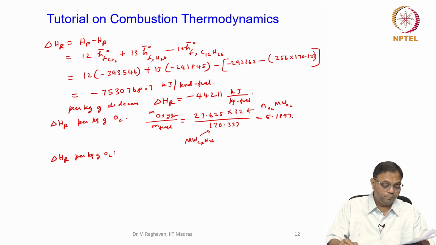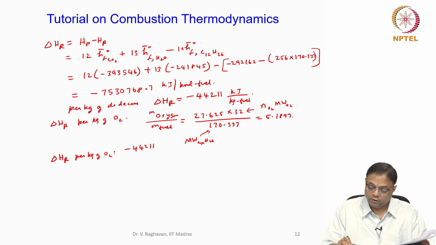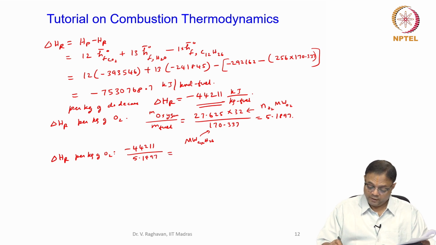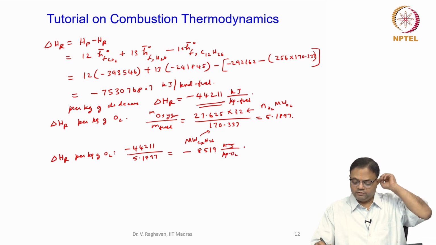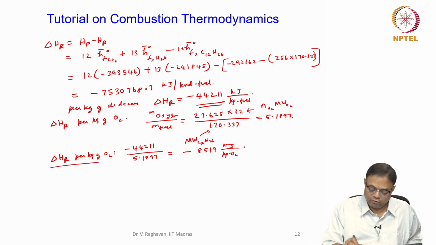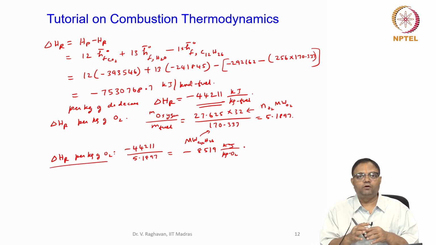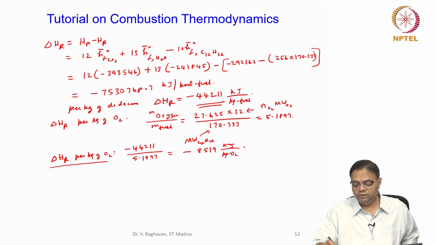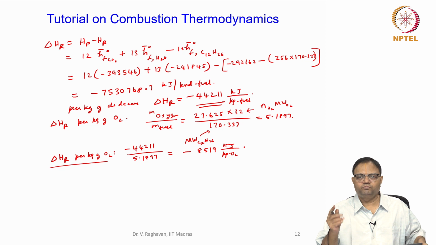So what is delta HR per kg of O2? That will be equal to minus 44211 per kg of fuel, divided by the value we calculated now, 5.1897. That will be equal to minus 8519 kilojoules per kg O2. So in several ways we can find this. Especially when you find the delta HR per kg of O2, you will see that for several fuels the value tends to a constant, or only a small range of variation will be there.